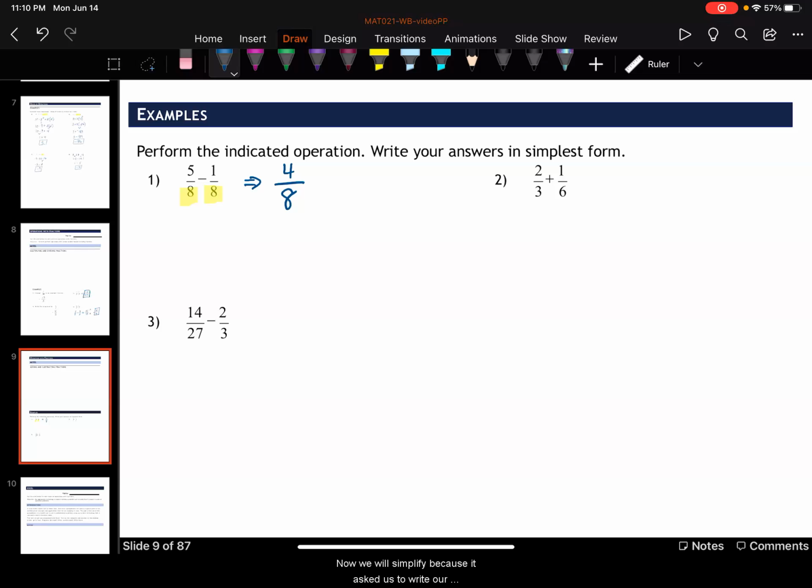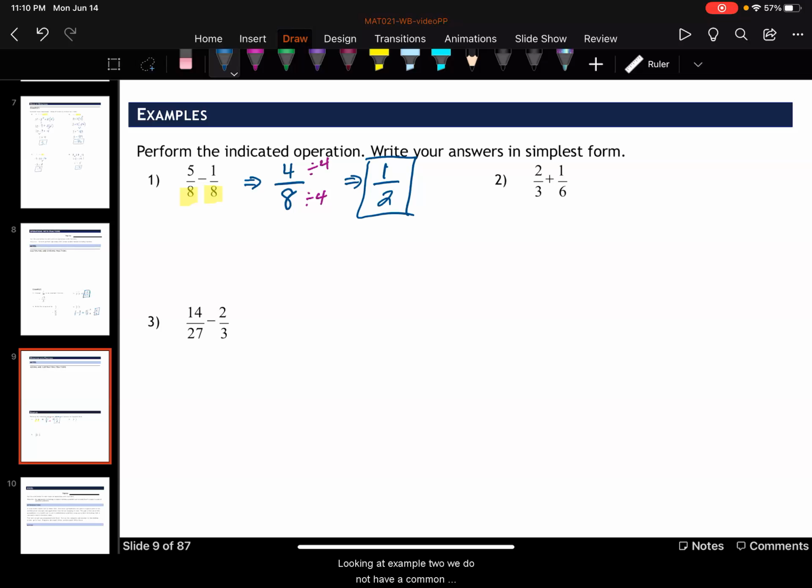Now we will simplify because it asks us to write our answers in simplest form. So looking at this, 4 over 8, 4 will go into both of those. So we can simplify both our numerator and denominator by dividing by 4. 4 divided by 4 will be 1. 8 divided by 4 will be 2. So our simplified fraction for number 1 will be 1/2.